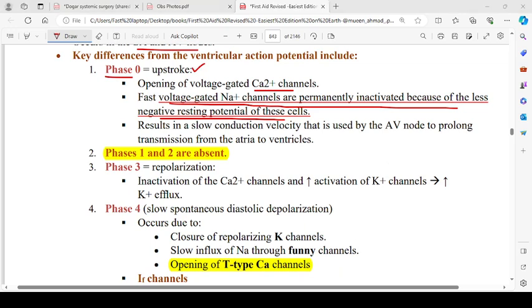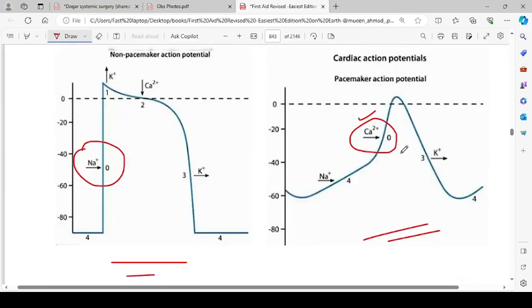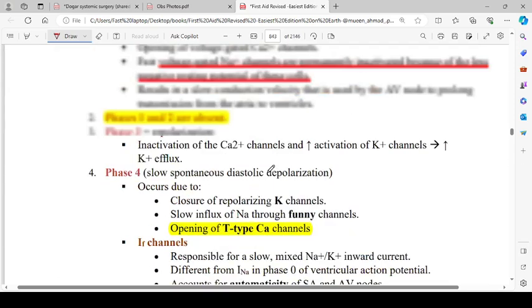to prolong the transmission from the atria to the ventricles. Phase 1 and 2 are absent. They are not present in the action potential. As you can see, there are only 3 phases: phase 0, 3 and 4. Phases 1 and 2, which were initial repolarization and the plateau phase, are not present in the pacemaker cells.